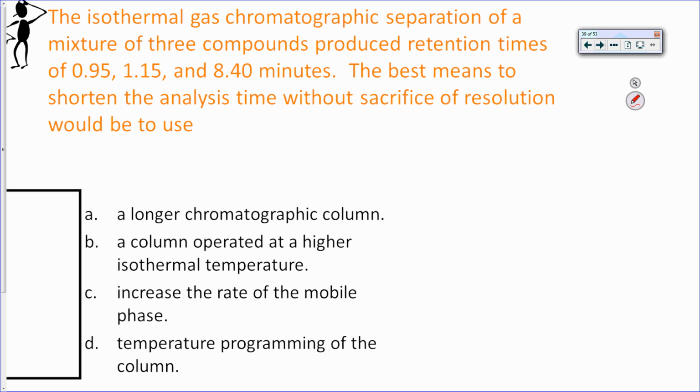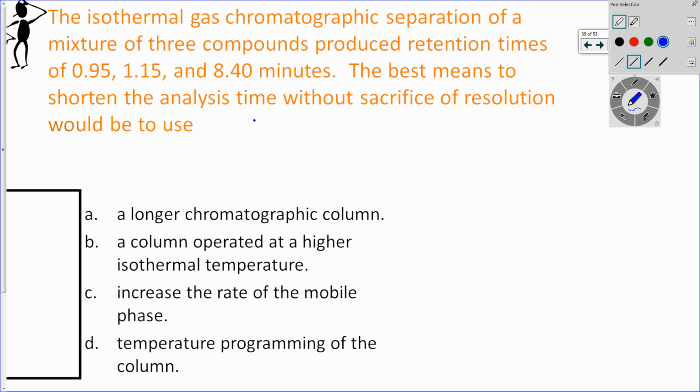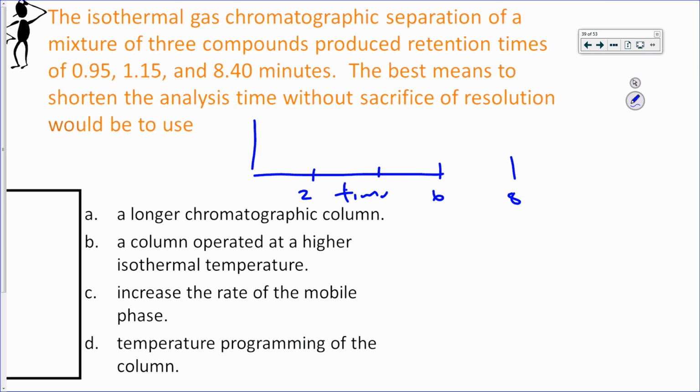Okay, so isothermal separation, I've got three things that elute at 0.95, 1.5, and 8.4. What can I do to give you a better separation? Just mentally think about what this separation looks like. I've got time: 2, 4, 6, 8. So I've got two things that are coming off at about a minute, and I've got something else out here at 8.4.